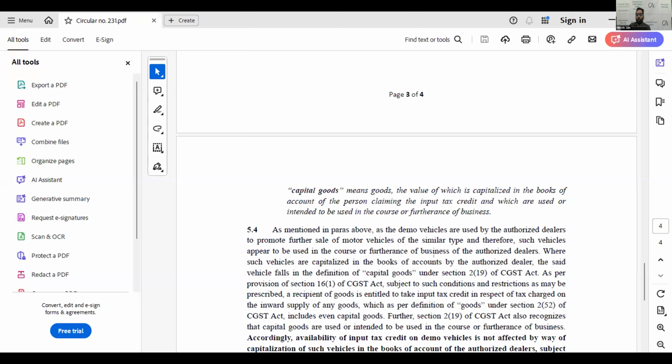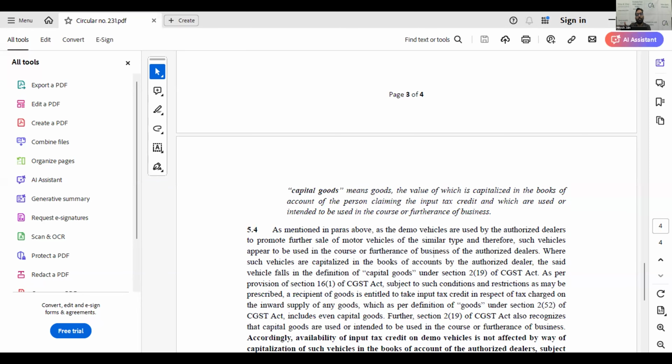If we go through the definition of capital goods, the definition says that capital goods means goods the value of which is capitalized in the books of accounts of the person claiming the input tax credit and which are used or intended to be used in the course or furtherance of business. So what really is important is whether that capitalized goods is being used or intended to be used in the course or furtherance of business. Capitalization or non-capitalization in the books of accounts will not actually impact the eligibility of ITC in the hands of the authorized dealer.